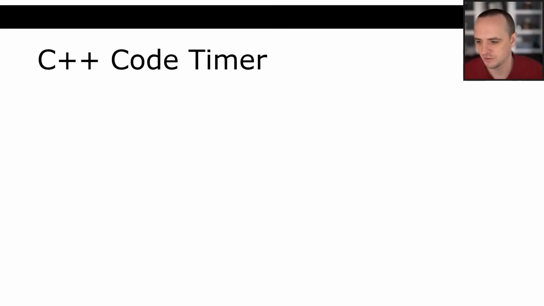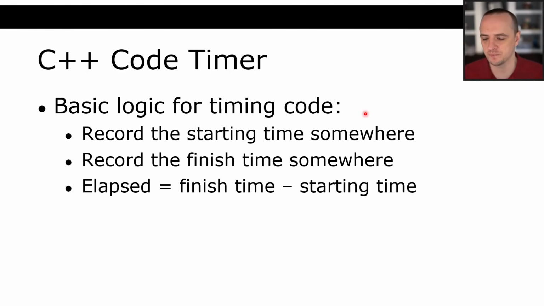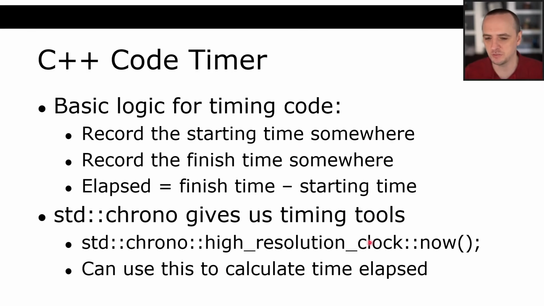All right, so for the second time, C++ code timer, how would we write that? Well, we already talked about this a little bit. The basic logic for timing the code is we record the starting time, we run our code, we record the finish time, and then we just subtract them to get the elapsed time. And C++ actually built into the library gives me tools for doing that at a high resolution, like sub-millisecond resolution, so it's pretty good.